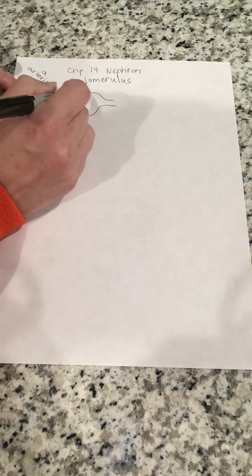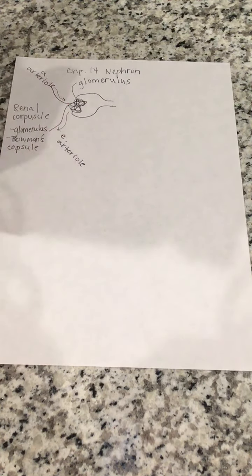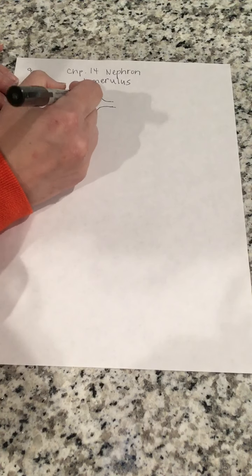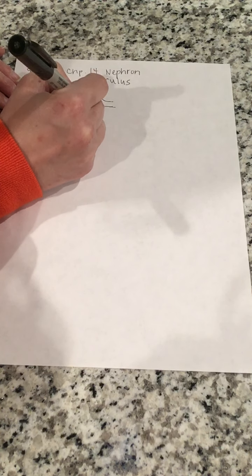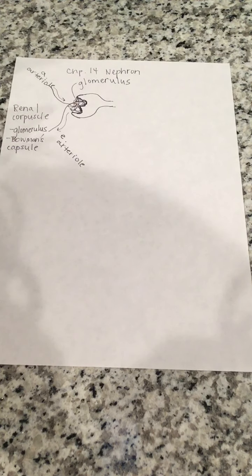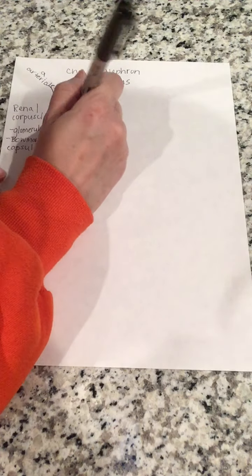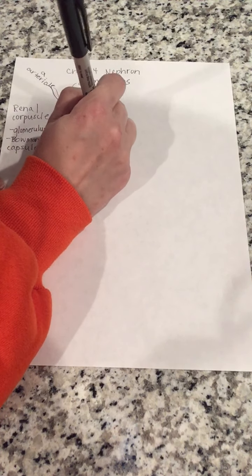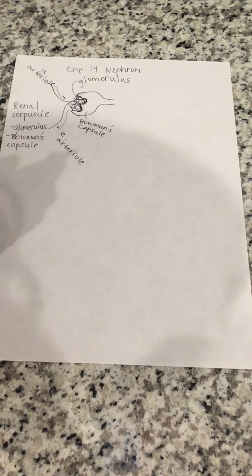It's Bowman's capsule. And this capsule is going to meet up with the glomerulus. Without different colors, you kind of do have a little bit of a lining of the capsule here, but it meets up with the lining of the glomerulus there. So this is going to be Bowman's capsule or Bowman's space, whichever one you want to think of it.